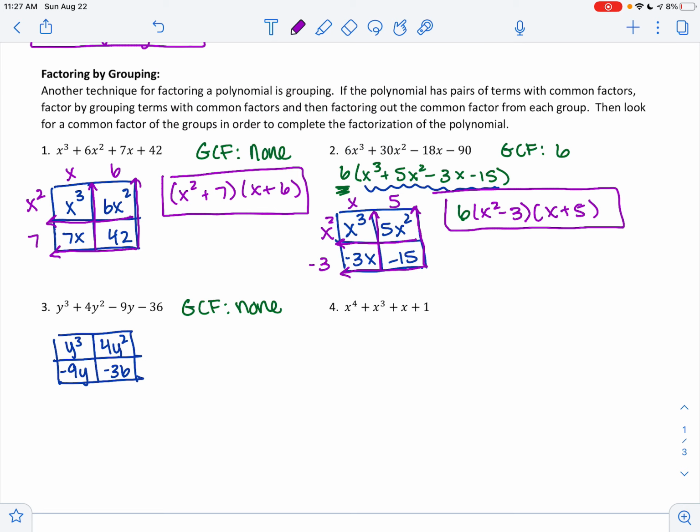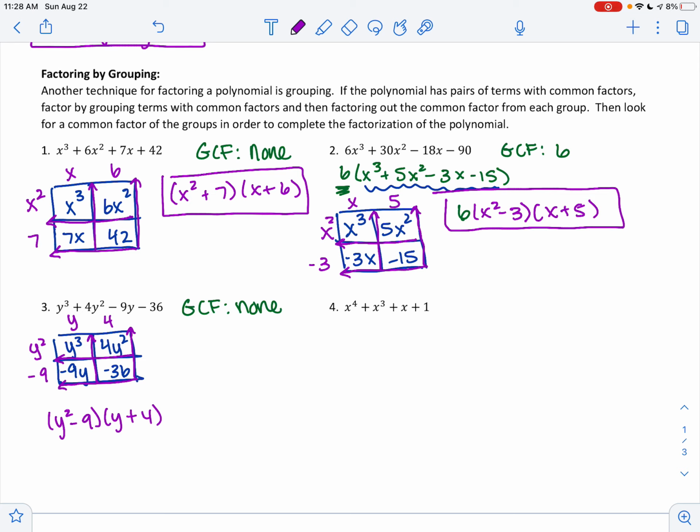And now I want to factor the greatest common factor for each row and each column. The greatest common factor of the top row is y squared. The greatest common factor of the bottom row is negative 9. The greatest common factor of the left column is y. And the greatest common factor of the right column is 4. So right now I have y squared minus 9 times y plus 4.